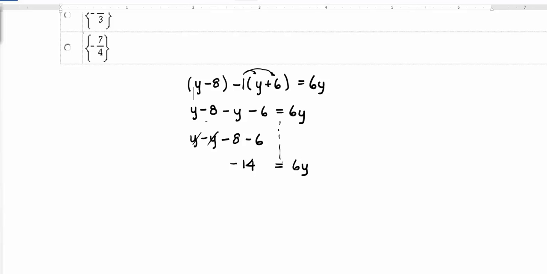Now the last thing I do to get the coefficient to be 1 is divide by the coefficient, right? So I divide 6 by 6. What I do to one side of the equation, I have to do to the other side. These cancel out to be 1. And I'm left with negative 14/6, which can be reduced, right? There's a factor of 2 that goes into both the numerator and the denominator, so that leaves me with negative 7/3.